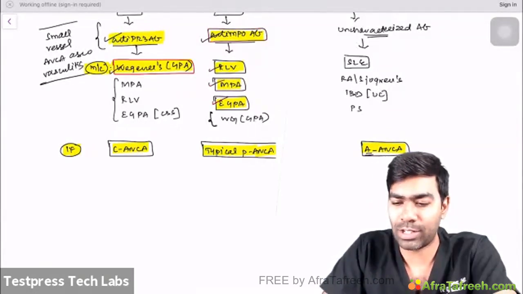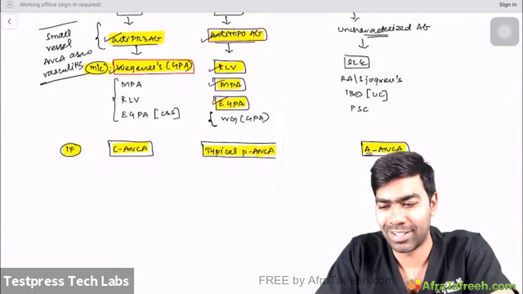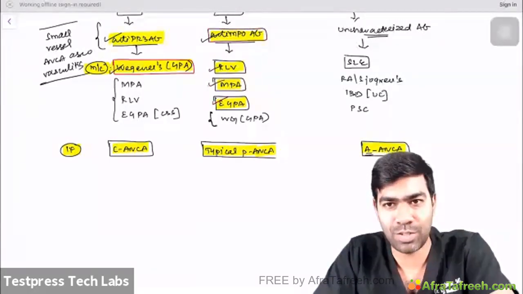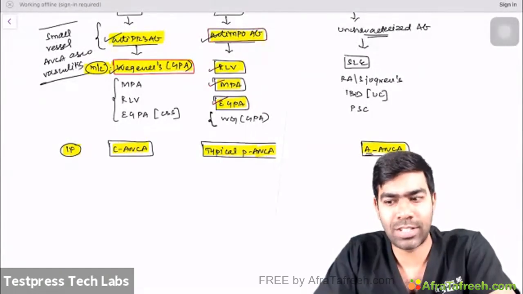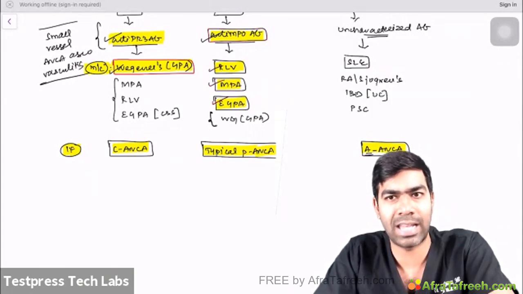Then you will study in pathology that even primary sclerosing cholangitis tends to produce P-ANCA positivity. You would have studied that. But what is that ANCA there? It's not the anti-MPO ANCA that we are seeing. That is a different type of ANCA. That is an atypical ANCA. Even though they give it as P-ANCA, that's an atypical P-ANCA. That's not a typical anti-MPO antibody producing that pattern.